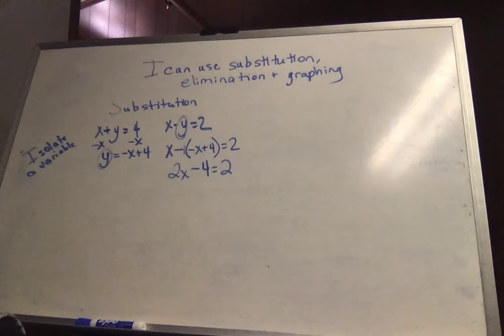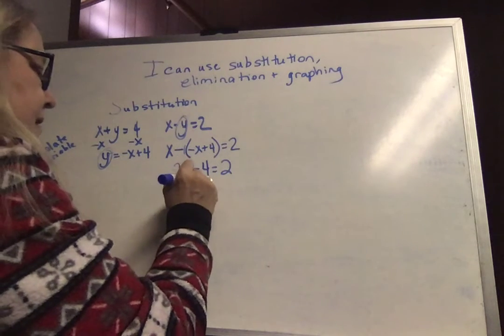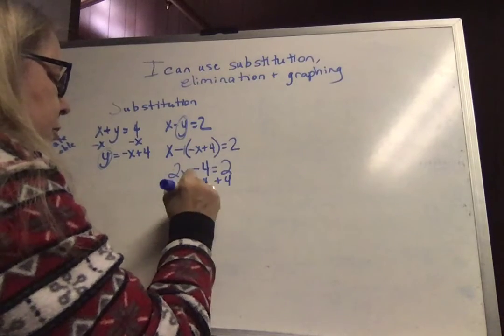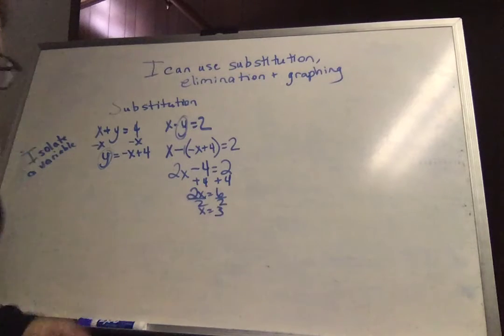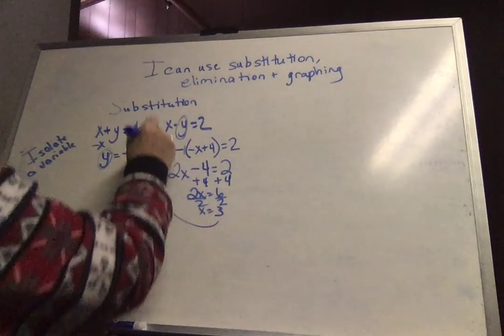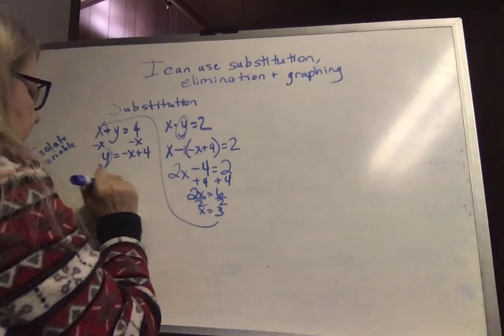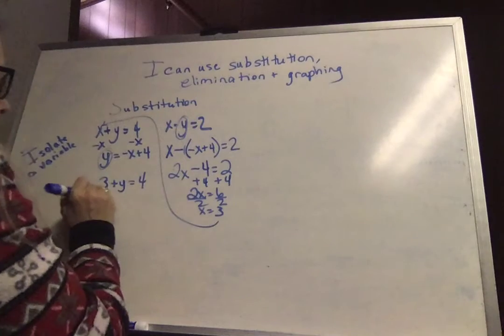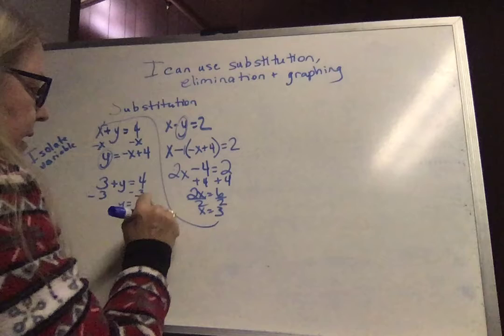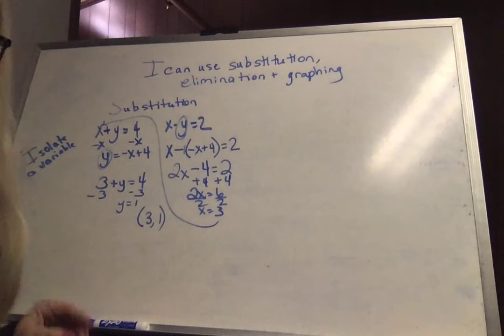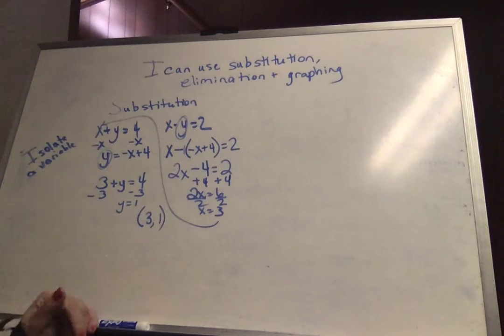Now it's a two-step problem, easy to handle. The next step, add 4, 2x equals 6, divide by 2. So we know our x. Once we know one of the variables, we can plug it back in to the original. 3 plus y equals 4, minus 3, y equals 1. We have our answer, 3, 1. So for each of them, you will get an answer, a coordinate. This is where those two lines, if you put them on a graph, would cross at the point 3, 1.